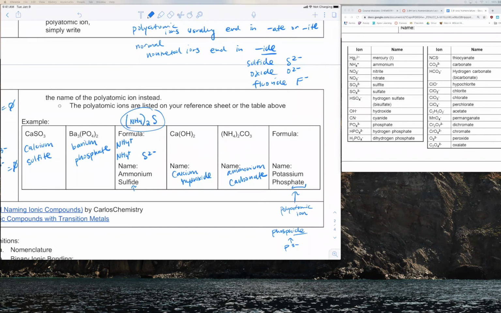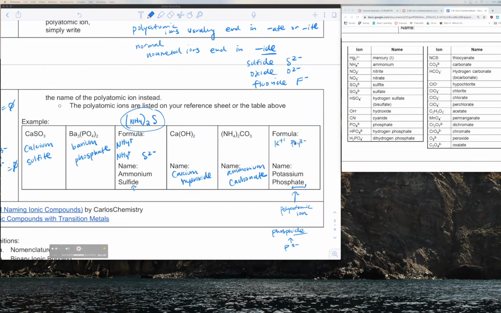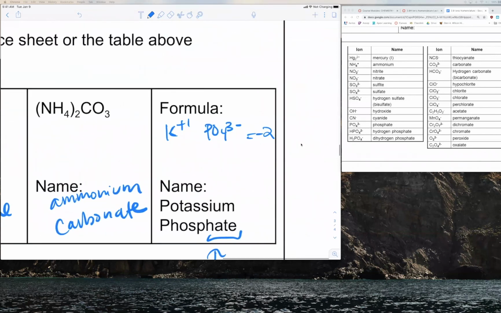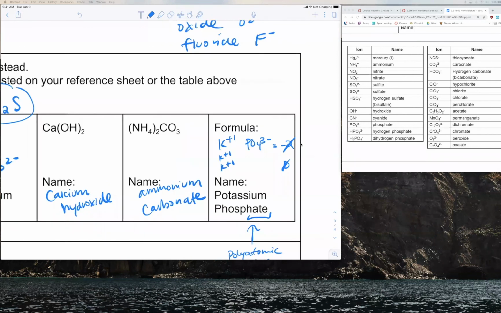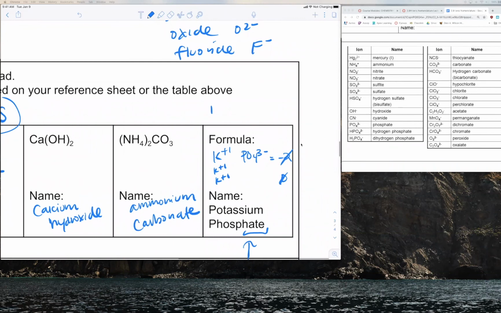Again, I'm going to write down how many of each there should be. Potassium is +1, and phosphate is PO4 3-. Right now, this adds up to -2. So again, balance out your charges to 0. If I add 2 more potassiums, that would change it to a charge of 0. So my overall formula for this would be K3PO4. That would be your answer.